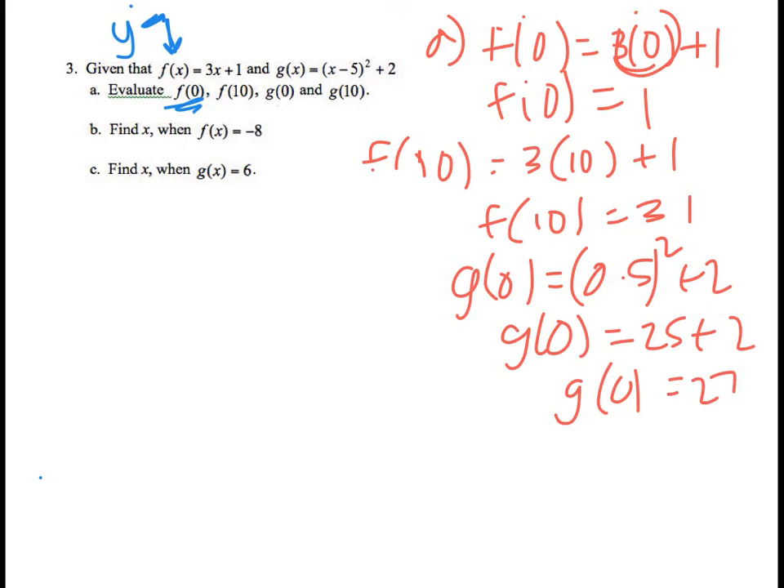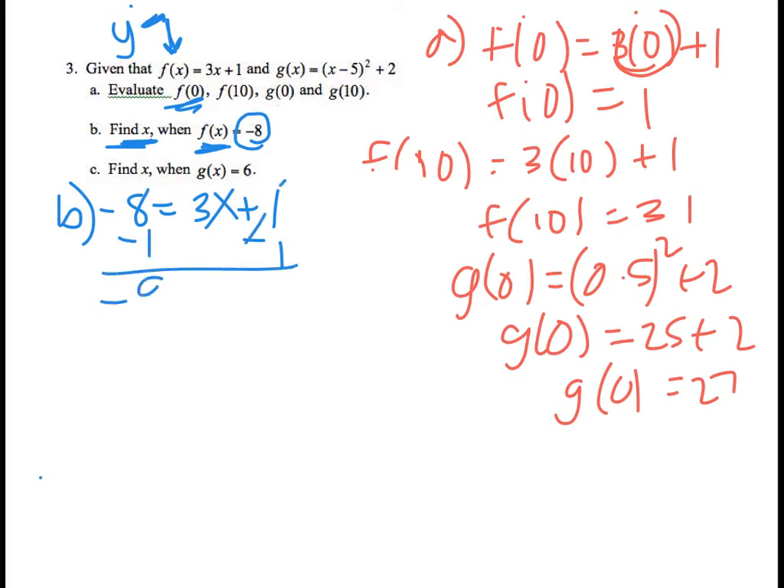Let's look at B, which says find x when f of x equals negative 8. If you read this really carefully, it's saying find x. If they're asking us to find x, we must have our y or our output. So this is what we're going to replace f of x with. So for B, I'm going to have negative 8 is equal to 3 times x plus 1. So I'm solving for x, or I'm working backwards. Once you guys get this set up, you all know how to solve it. So 3x divided by 3. So x is negative 3. C is the exact same thing.